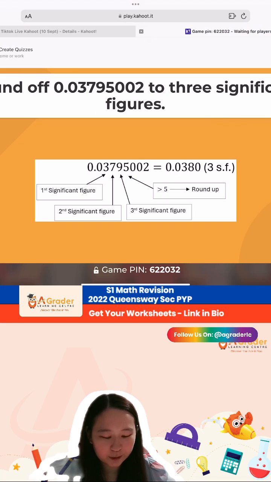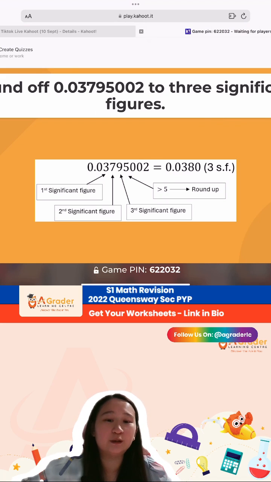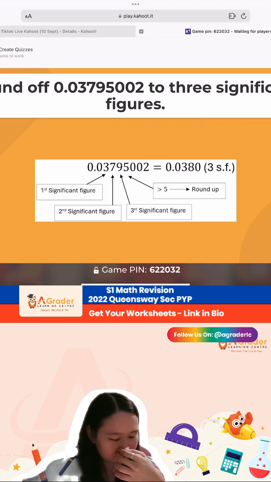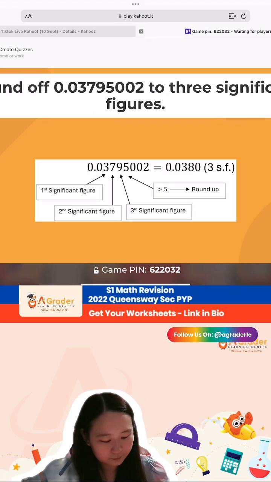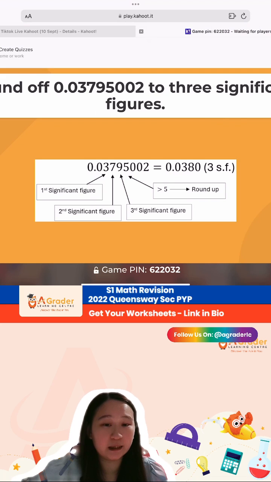So we'll get 0.0380. You need a 0 behind in order for this to be three significant figure. Because the 0 behind the digit 8 is a significant figure. Okay? If your answer is 0.038, it's only to two significant figure.